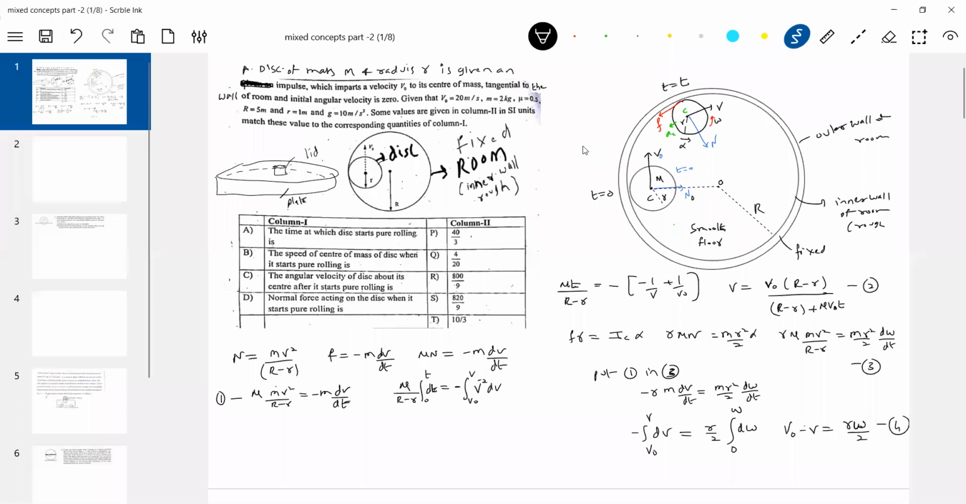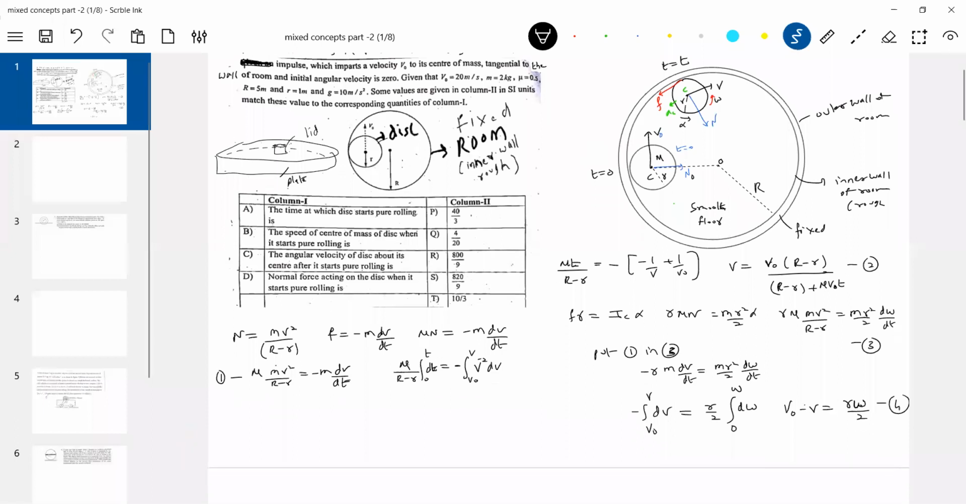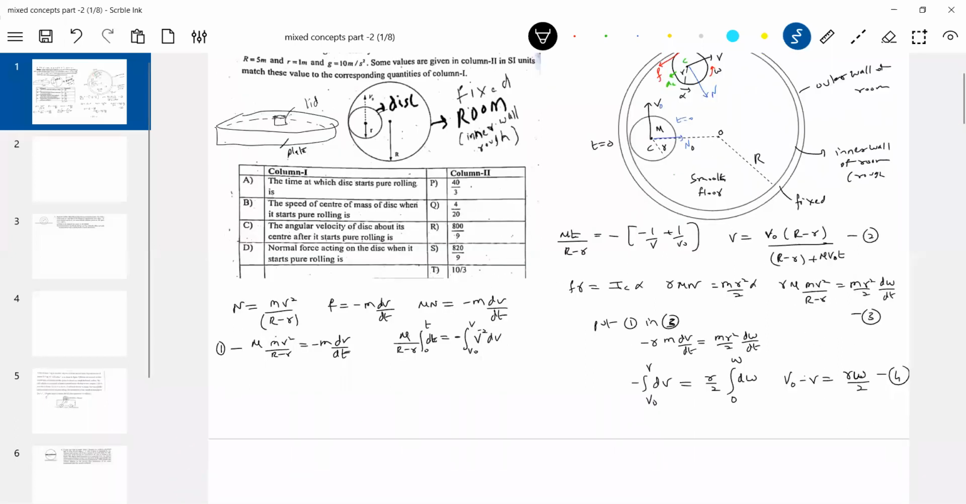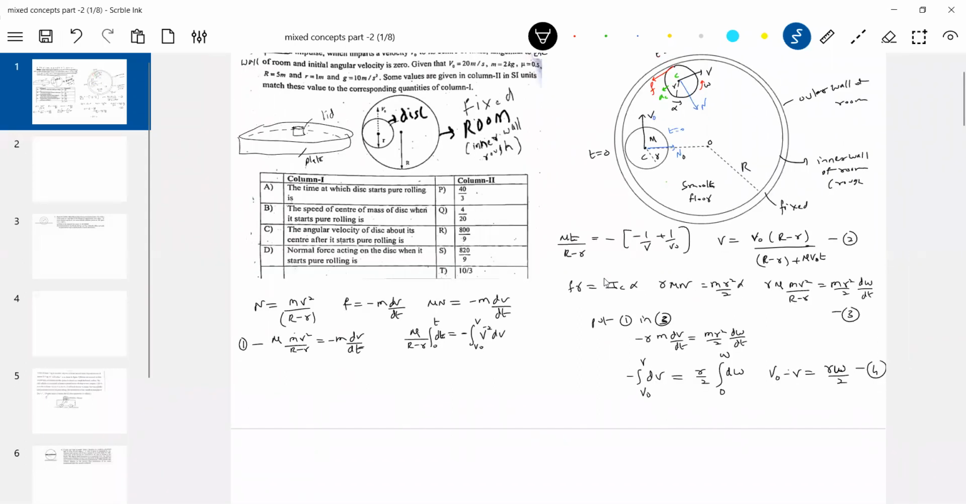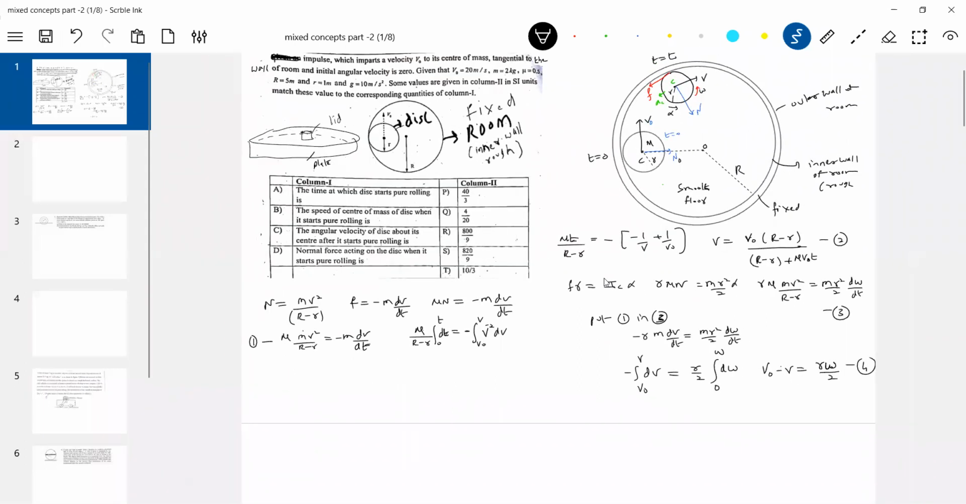For pure rolling, after some time it will attain pure rolling. Though friction is there, I think we are already done. We are just discussing friction and rolling on a curved surface here. So once it attains pure rolling, I think I can't minimize more than this. When it attains pure rolling, what is the basic condition? V equal to r omega.